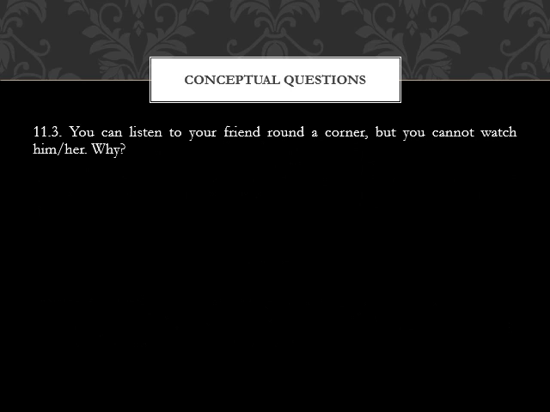Now the next one is, you can listen to your friend around a corner but you cannot watch him or her. Why? This is because the wavelength of the sound wave is much greater as compared to the wavelength of the light. So the diffraction process is much more prominent and we can listen to the person around the corner easily as compared to how we can see him.